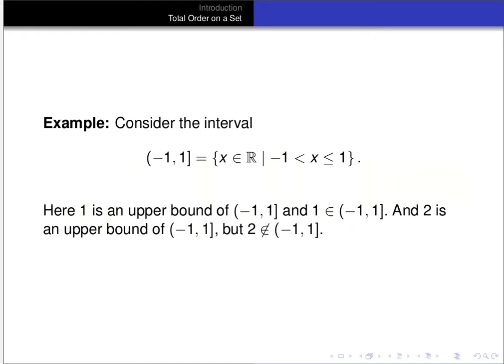2 is an upper bound of that interval, but 2 is not an element of it. Okay, so again, upper bounds might be elements of the set, or they might not be elements of the set. The only thing is an upper bound has to be greater than or equal to everything in the set.